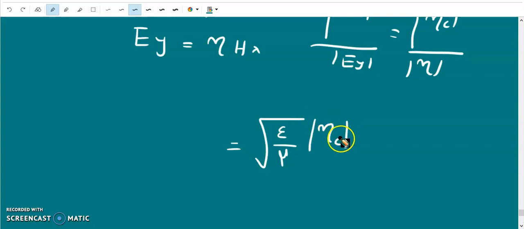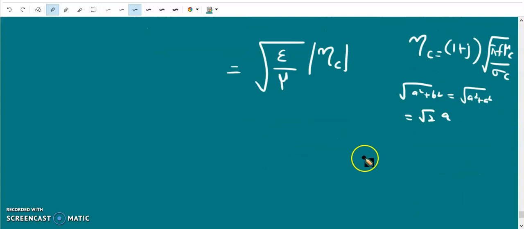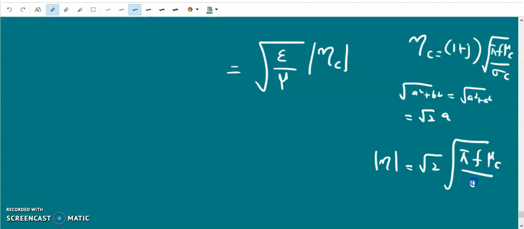Eta c is having both real and imaginary parts, and we have seen that eta c is equal to 1 plus j root of pi f mu c by sigma c. For a plus jb, the magnitude is root of a square plus b square. Here real part and imaginary parts are equal. Root of a square plus a square, that is root 2 a. So magnitude of this eta c is equal to root 2 into a, and a and b are equal, root pi f mu c by sigma c.